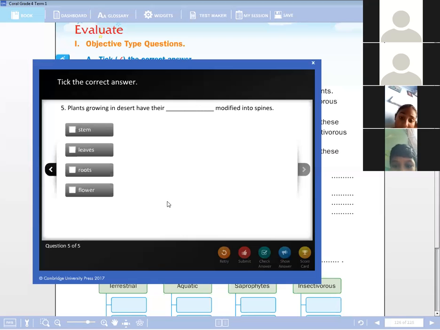Neeraj, Akshita, they all are telling it is A, stem. Okay, let's keep it and see. Oops, it's the wrong answer, children. Stem is not the correct answer, but I hope it is leaves. Yes, leaves is the correct answer. Leaves will have spines, children, not stem.